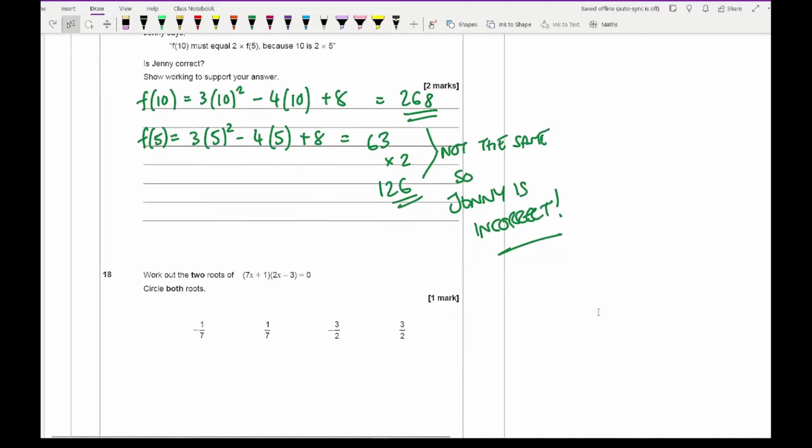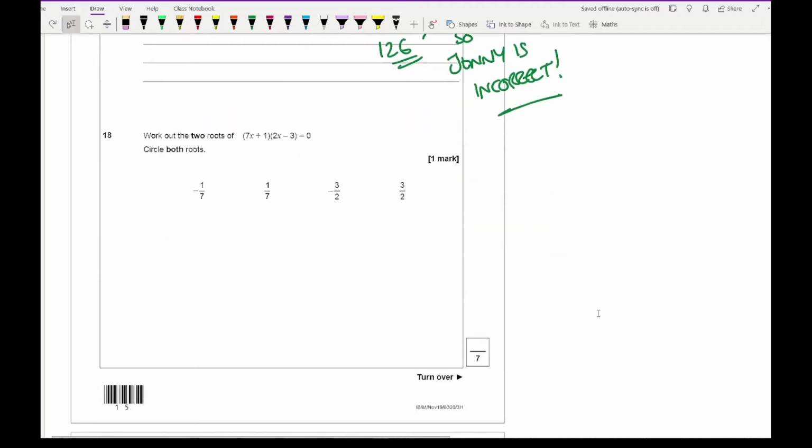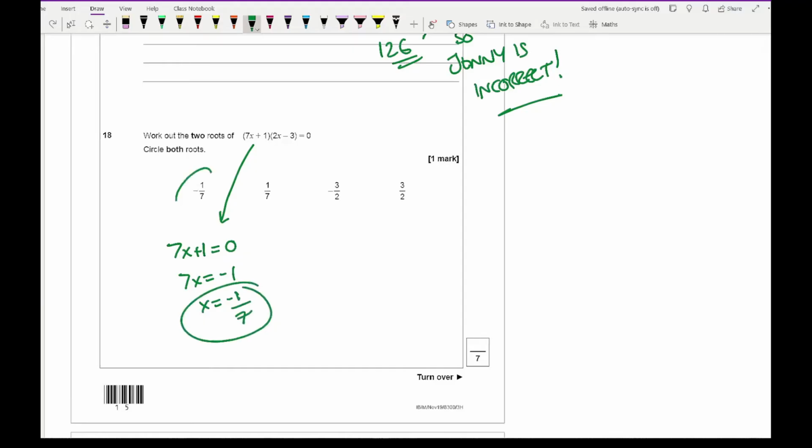Now in terms of the next question, question 18, it says work out the 2 roots of these. Circle both roots. So to work out the roots, all we need to do is make each of the brackets equal to 0. So here, just do a bit of rearranging. So I've got 7x equals minus 1. So x equals minus 1 over 7. So that's one root, which is this one here.